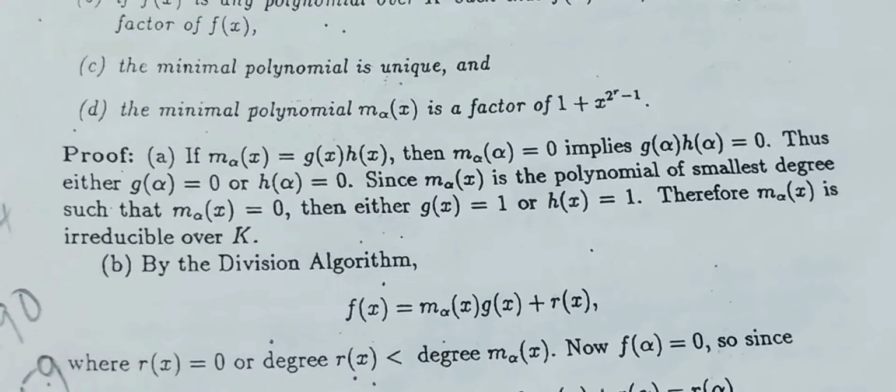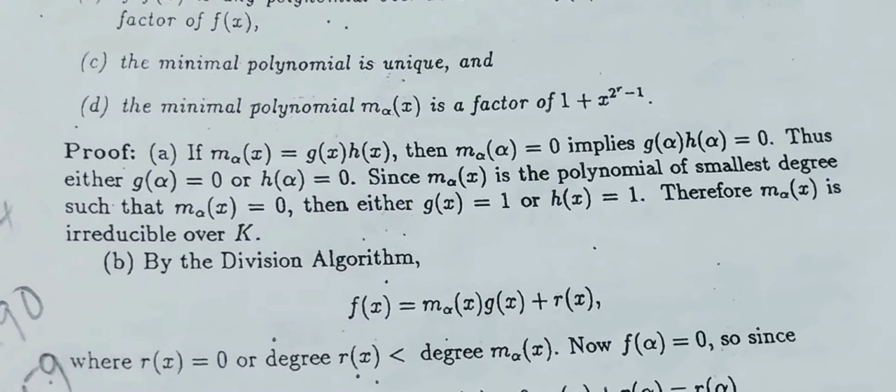G of x and h of x must be equal to 1, and m alpha of x is irreducible.